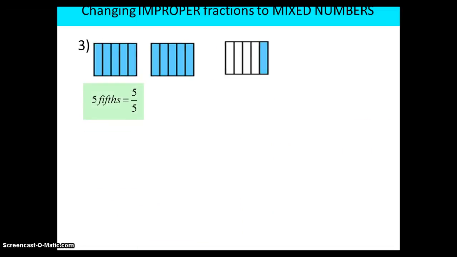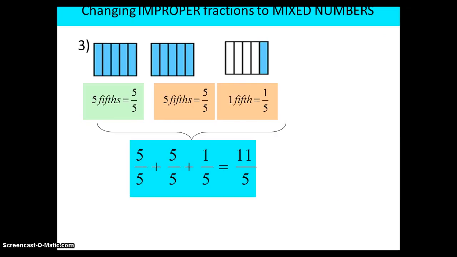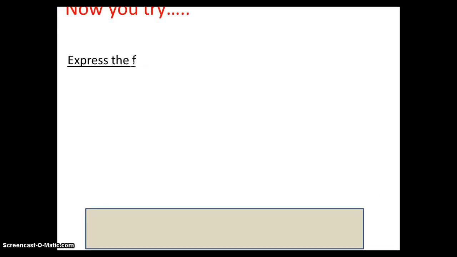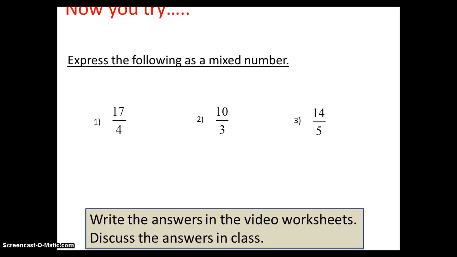Let's look at question 3. We have 5/5, here also the same thing, and we have 1/5. So in total we have 11/5. This is an improper fraction. As a mixed number, we have 1 whole plus 1 whole plus 1/5, so you have a total of 2 and 1/5. Now you try. Express the following as a mixed number. Write your answers in the video worksheets and discuss the answers in class.